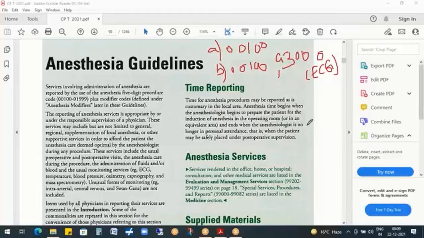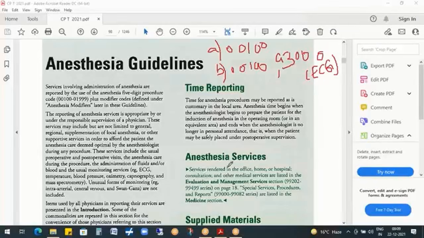Of course, the excluded services can be done by a different physician, but the included services must be done by the anesthesiologist himself. Any other questions?